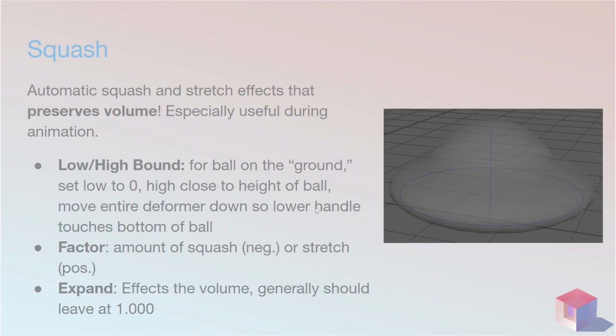This is the squash deformer. Essentially, you can change the squash deformer, like how much it's squashing or not. So if you ever did the bouncing ball animation lab, this is how the squashing was done. Now you know how the squashing was done. So you can set a low bound or a high bound and the amount of squash that it's going to be doing.